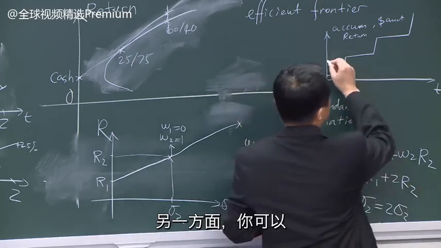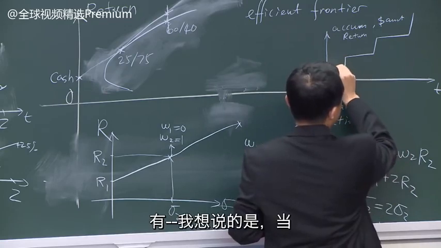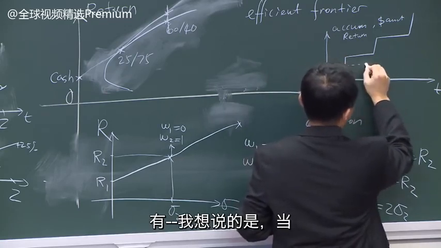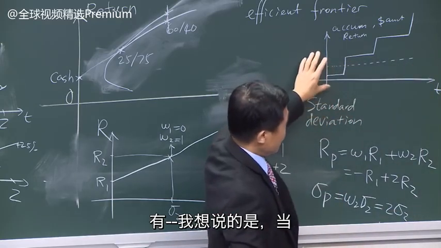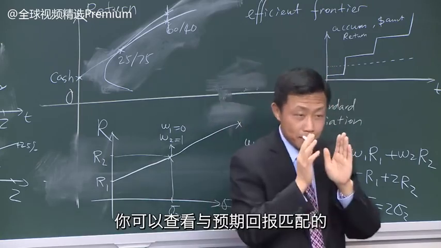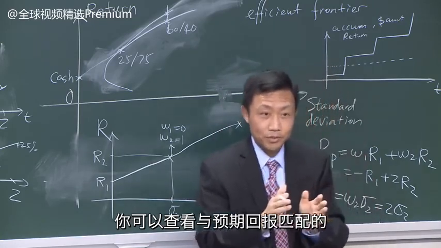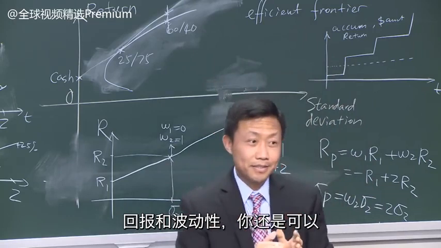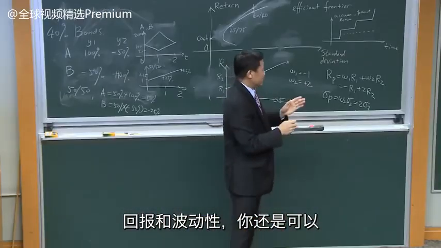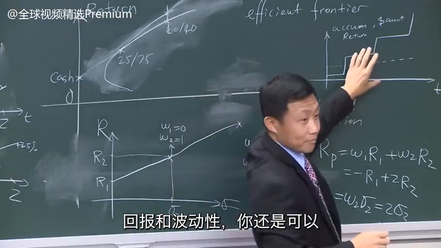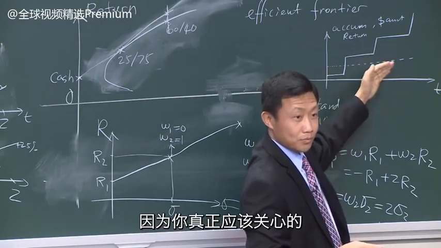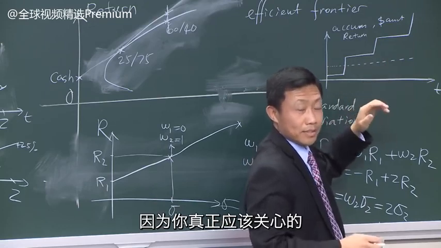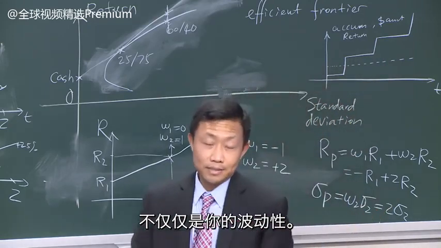And then on the other hand, you could have what I'm trying to say. When you look at expected return, matching expected return and the volatility, you can still really not be selecting the best combination, because what you really should care about is not just your volatility.